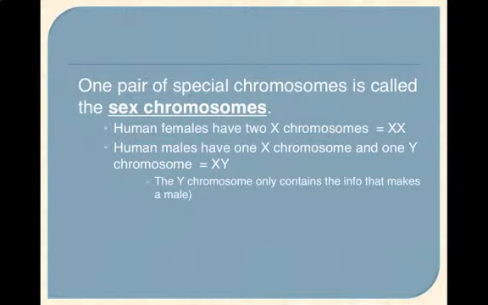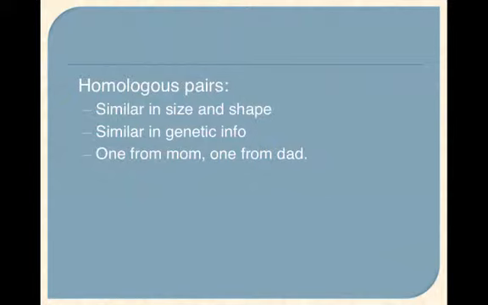The Y chromosome only contains the info that makes a male a male, and the 2 X's give females all the information they need. Homologous pairs are similar in size and shape, they are similar in genetic info, and you get one from your mom and one from your dad. There's genetic variability between the 2 of them, but they code for the same things.